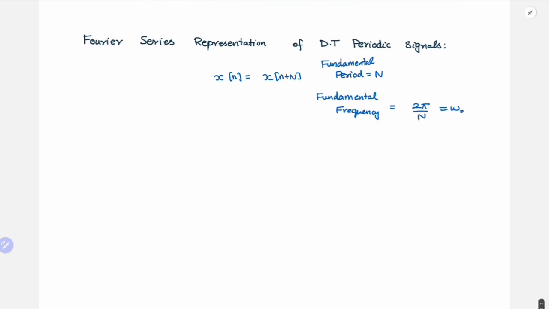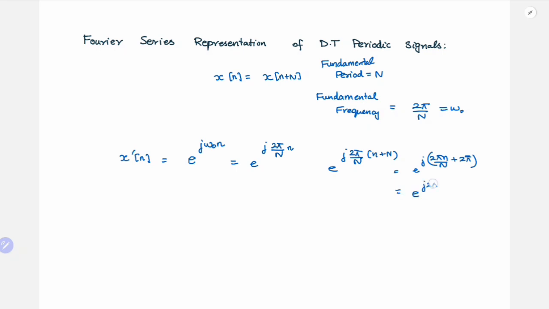So let us analyze the complex exponential e power j omega naught n. Let's say this is some x bar of n. It can be written as e power j 2 pi by N into n. You can observe that e power j 2 pi by N into (n plus N) is nothing but e power j 2 pi n by N plus 2 pi. You know that this complex exponential is periodic with period 2 pi, so this is again equal to e power j 2 pi n over N.